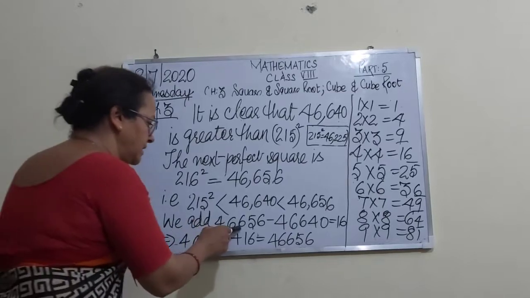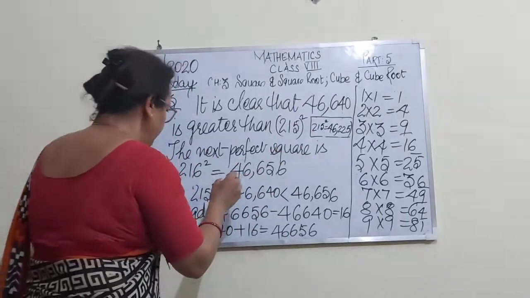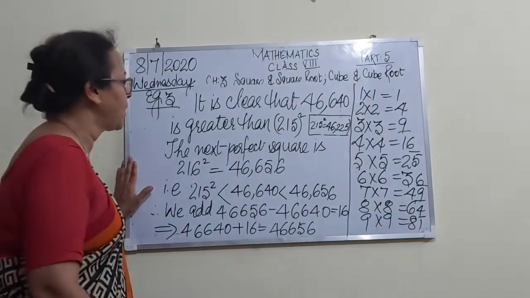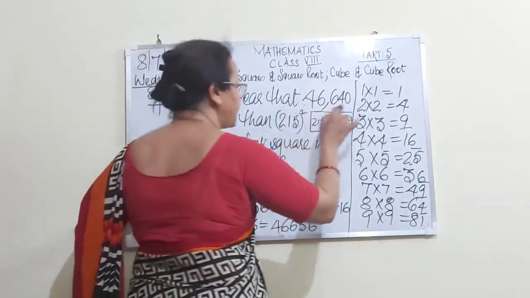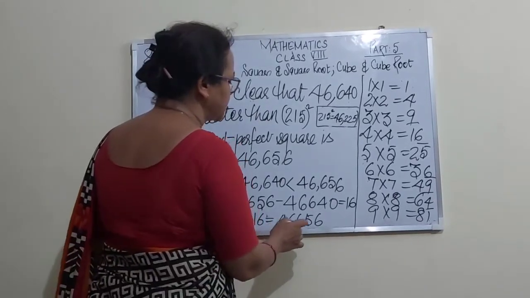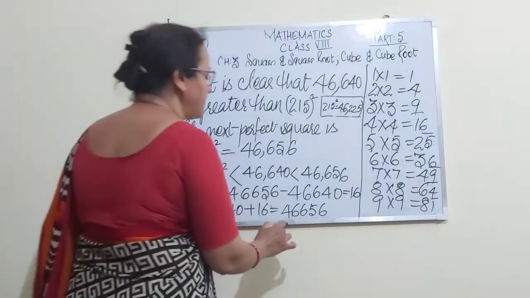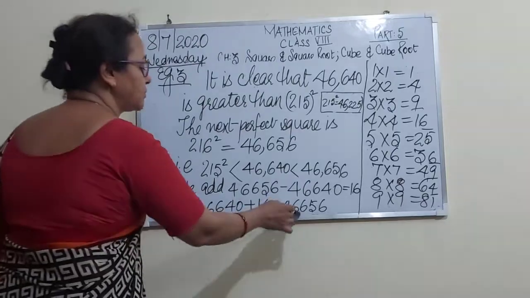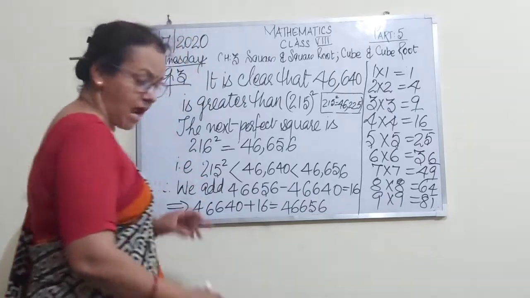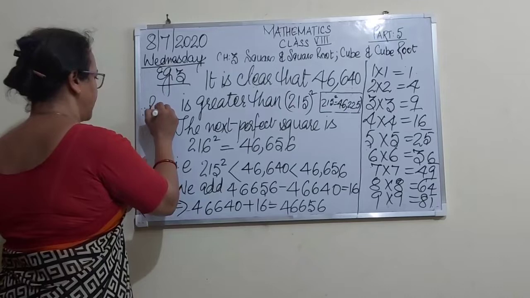So what will we do? We subtract the given number from 216 square. We have subtracted, that is 16. So the required number to make it a perfect square is 16. If we add 16 to it, I get 46,656, which is the square of 216. If I find the square root of 46,656, that will be 216. Hence the required number is 16.